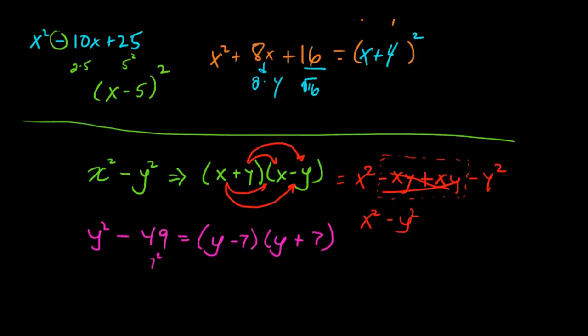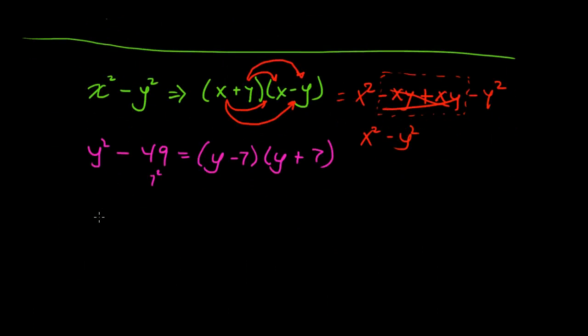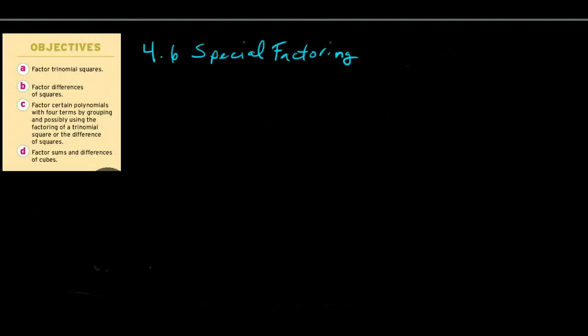Really, it's quite that simple. Let's try one more just for fun. If I have x squared minus 36, well, then I have the square root of x squared is x. Square root of 36 is 6, so x minus 6 and x plus 6. That easy. You should be able to recognize them and do them, even in your head.